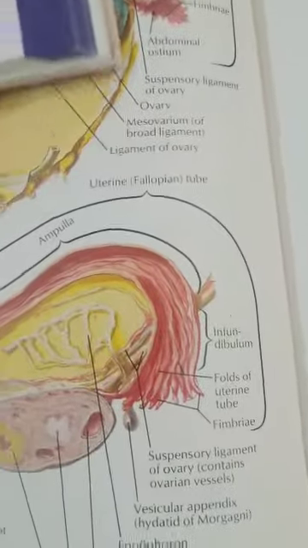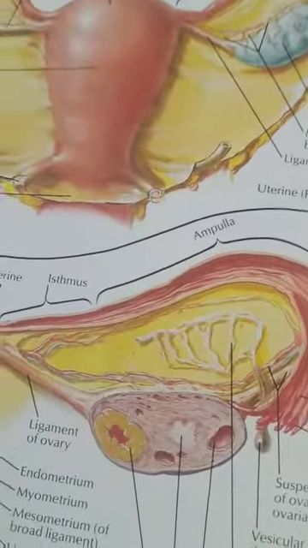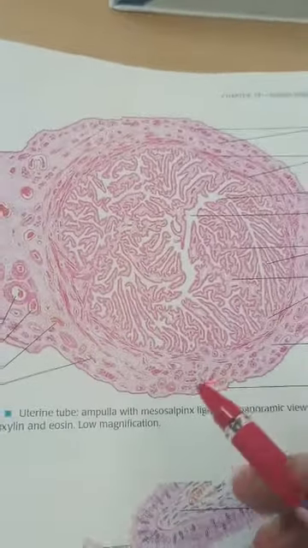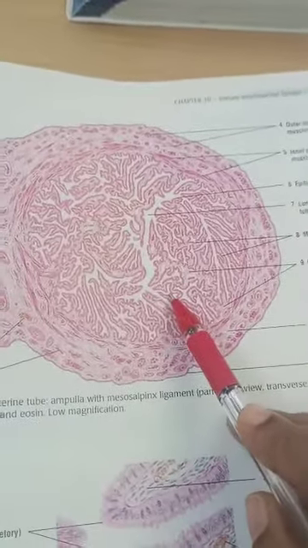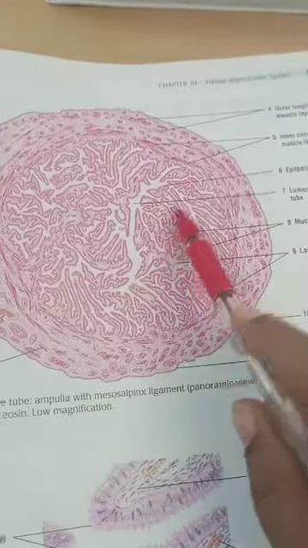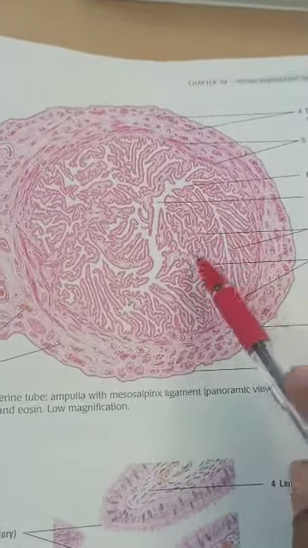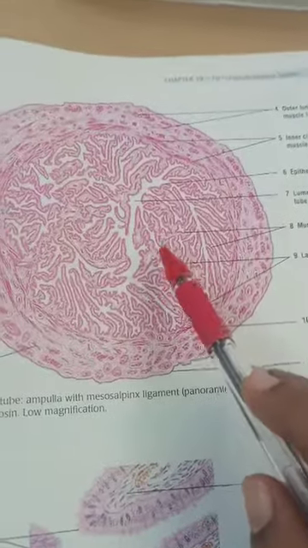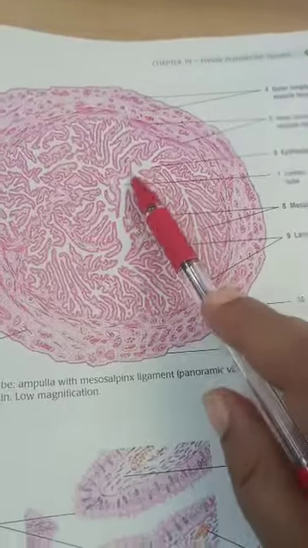Then histology of the uterine tube. We are going into the histology of the uterine tube, showing one diagram. This is the section of the uterine tube. Here we can see there is a mucosa, the innermost mucosa, and the mucosa is highly folded. See, it is so highly folded. So mucosal folds can be seen, with an irregular lumen. See, the lumen is irregular.